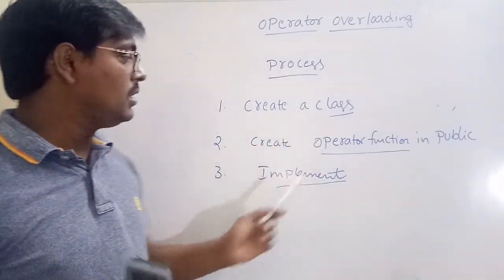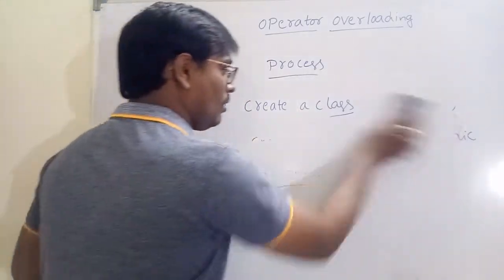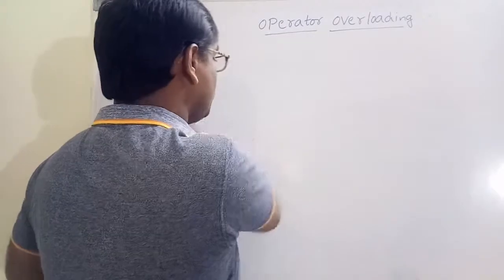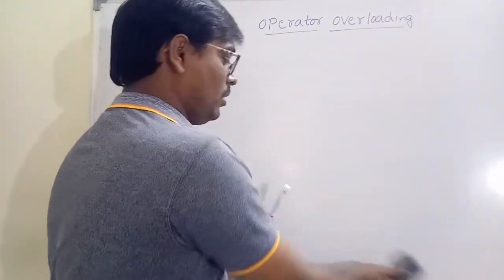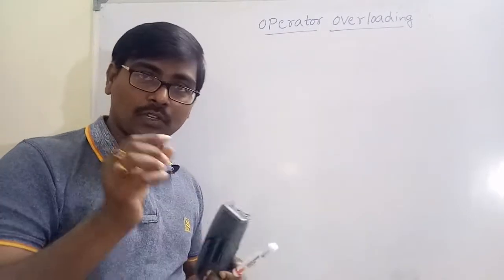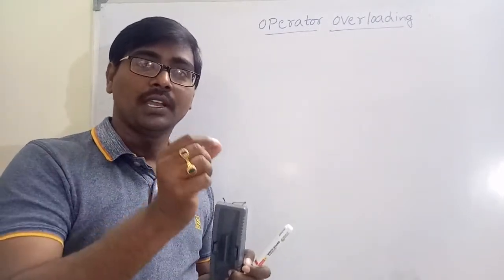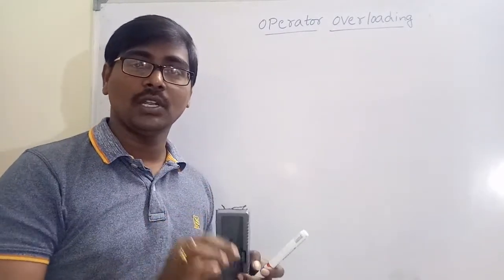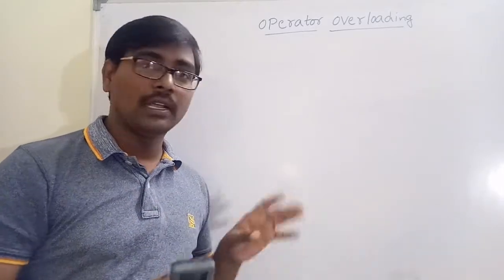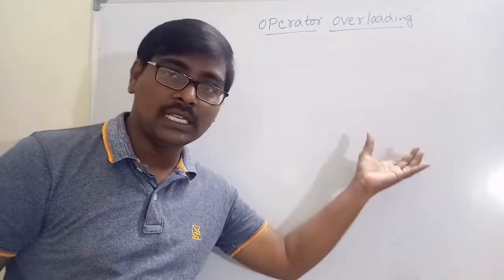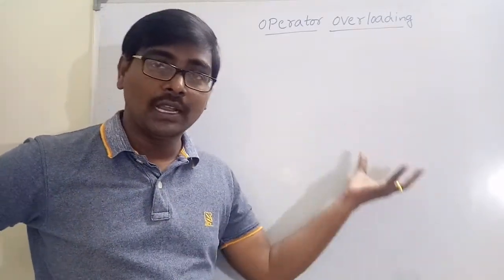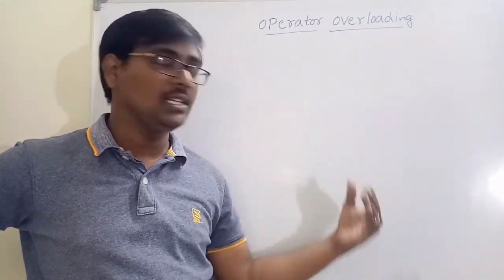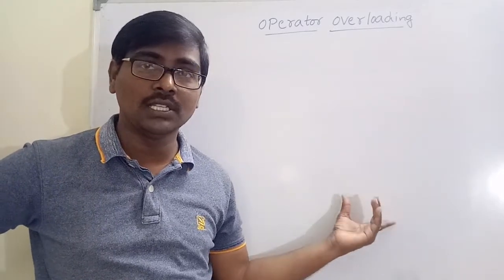Remember, first we have to decide whether it is declared as a member function or a friend function. If you declare a member function, we can write it either inside or outside the class. If you declare a friend function, it is declared inside the class and the definition is outside the class.